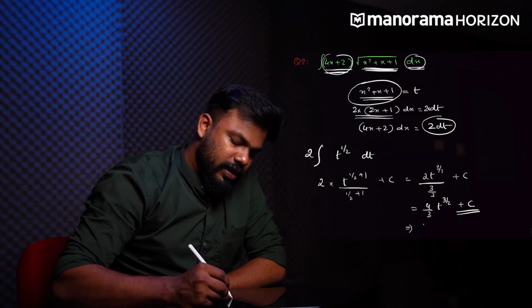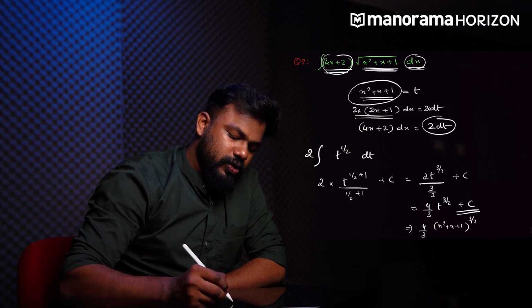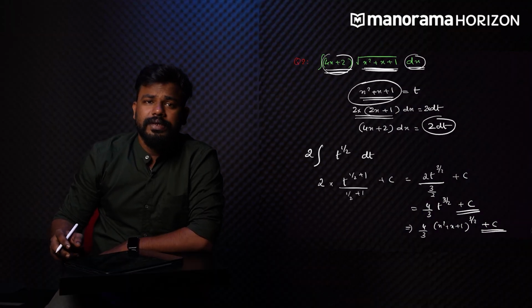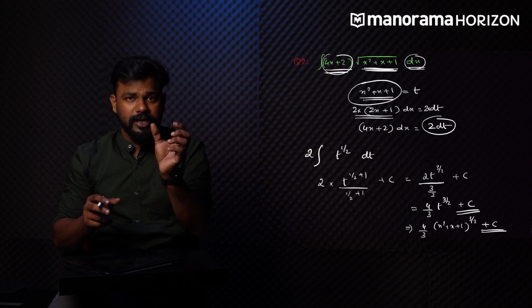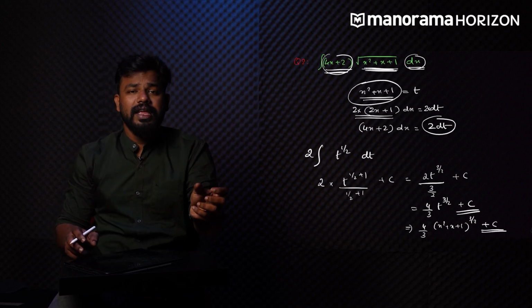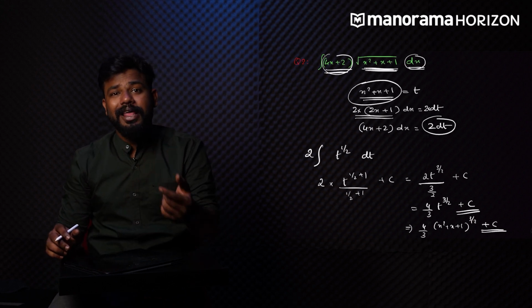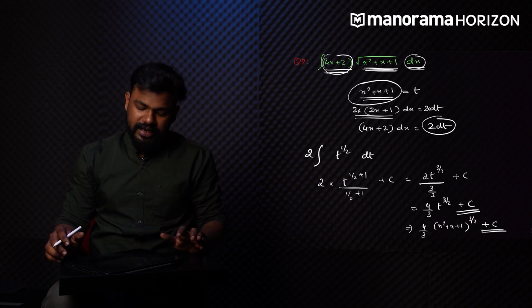So putting that back, you get 4 by 3 (x square plus x plus 1) the whole raised to 3 by 2 plus c. You get the final answer for this particular question. And what is the substitution that I have used? In place of root of x square plus x plus 1, I put a t, but not directly, I got 4x plus 2. I just need to multiply again by a 2. And now I got the answer. And that is how you find the integral of this particular function.